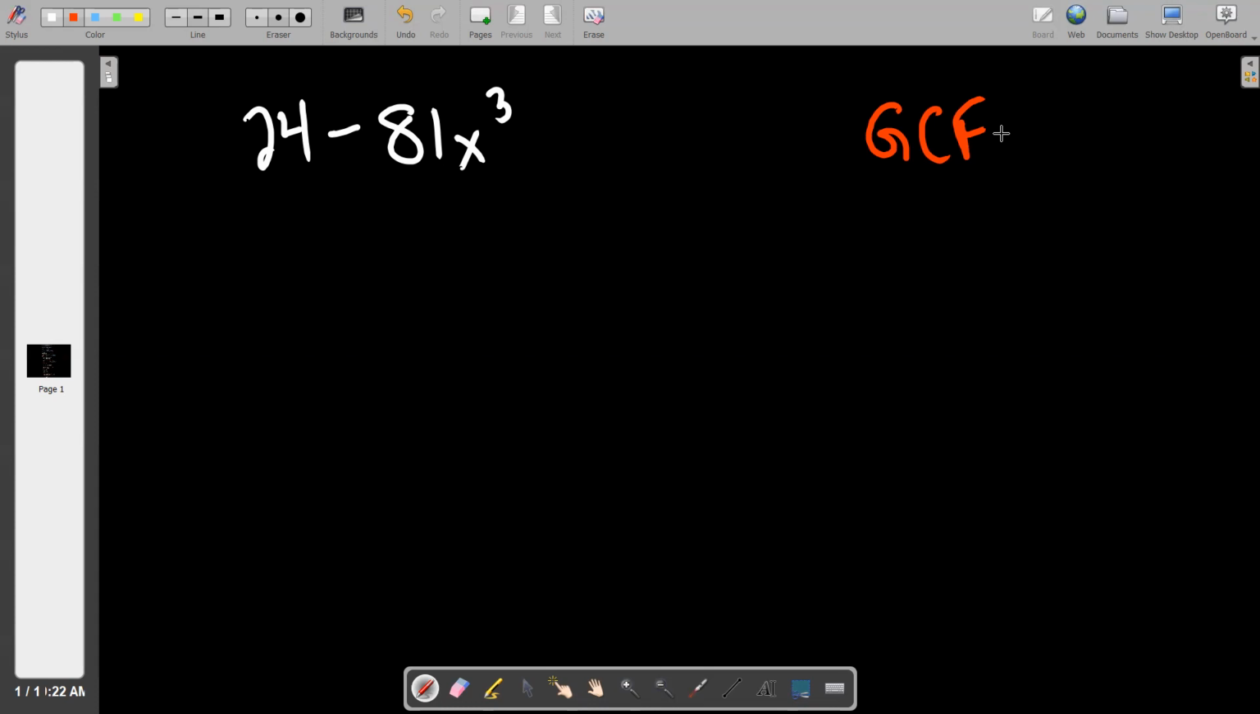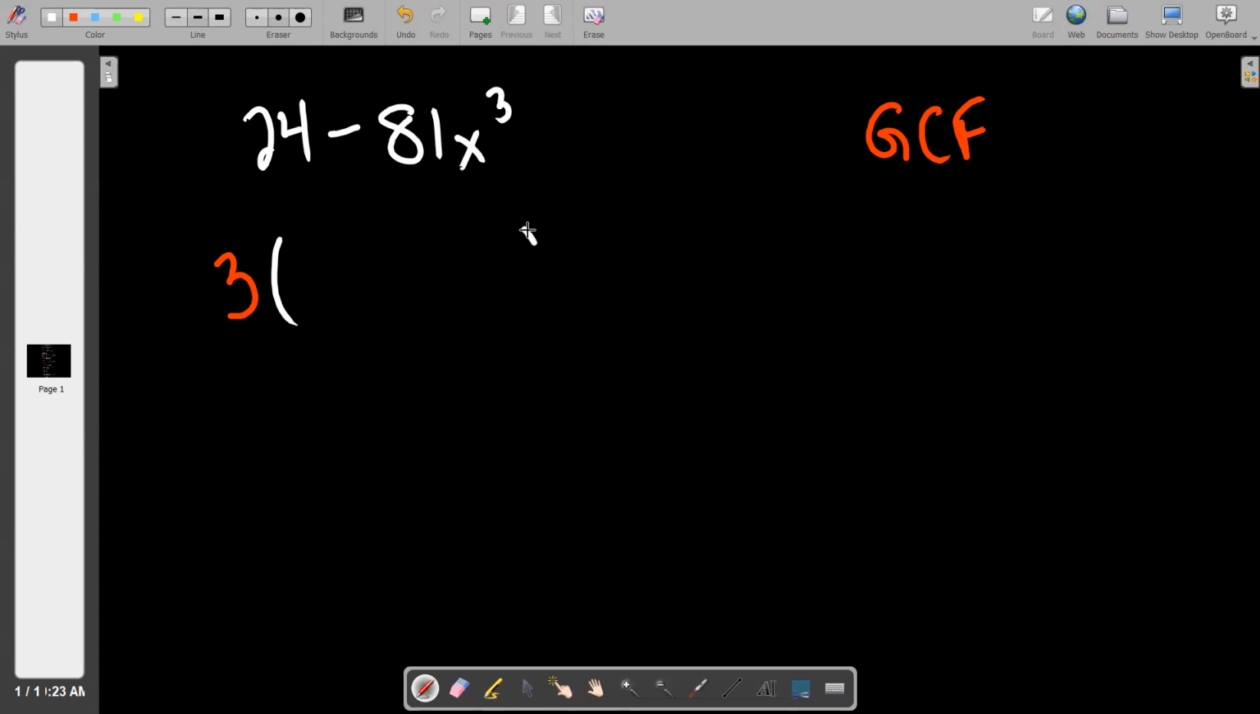So what is the GCF? What can 24 and 81 both be divided by? Certainly not 2. 3, right? So if I divide them both by 3, I'm going to take that GCF and pull it out front, and then I'm going to rebuild the problem.